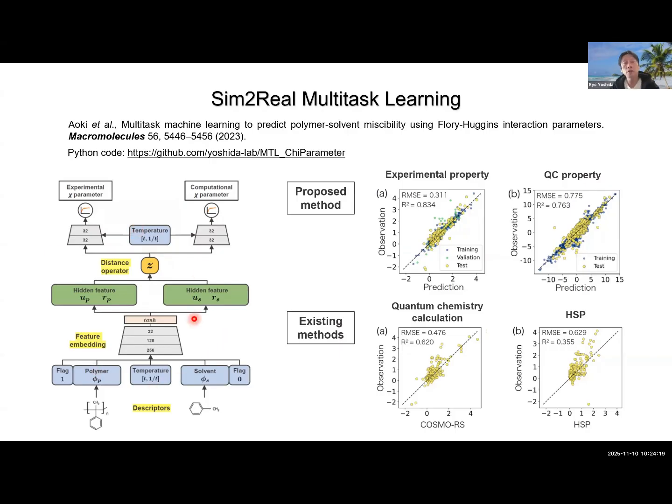Okay, so here is a result of the prediction. The horizontal and vertical axes indicate predicted and experimental chi parameter. As you can see, the predicted values exhibit good agreement with the experimental chi parameter, and it outperformed existing methods such as quantum chemistry calculation and the empirical model based on the Hansen solubility parameter, which are widely used in this research field.